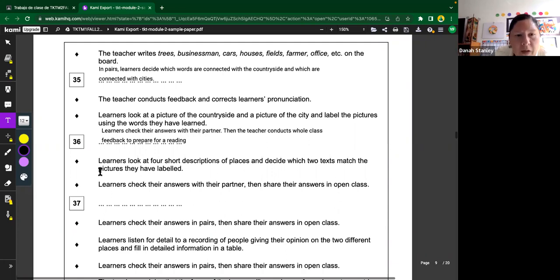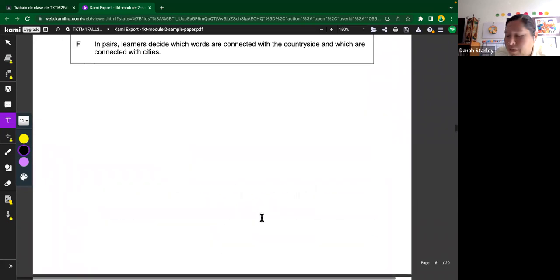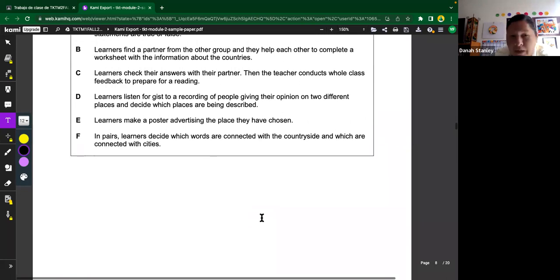Luego, la siguiente. Learners look at 4 descriptions and decide which two texts match the pictures they labeled. Learners check their answers with their partner. Then share the answers in open class. Learners check their answers in pairs and then in open class. 37 is letter D.